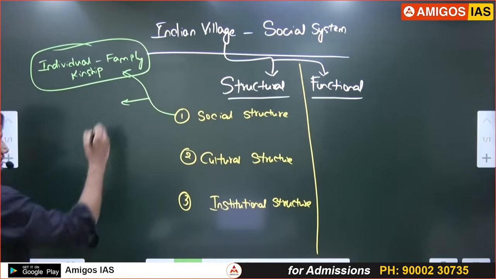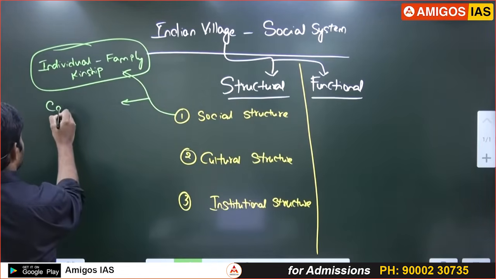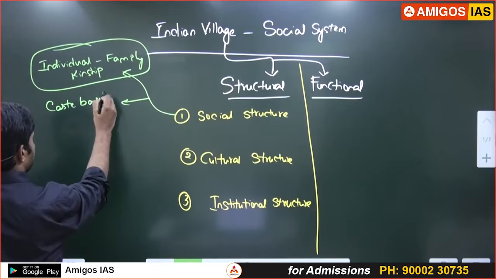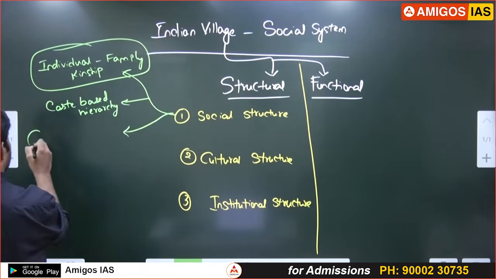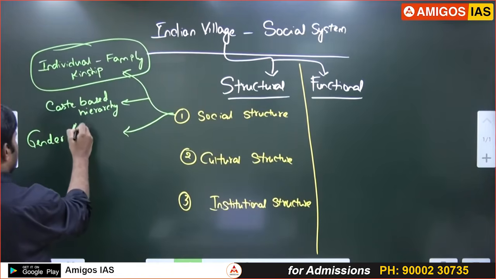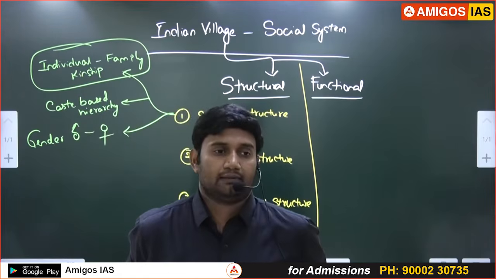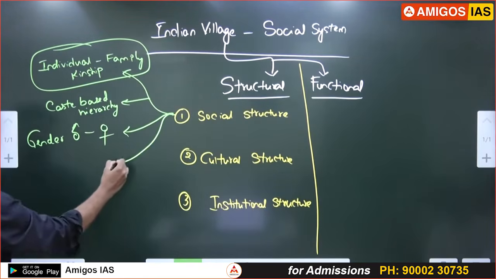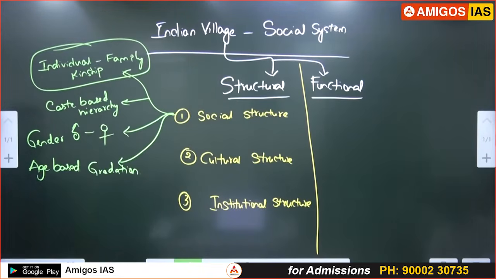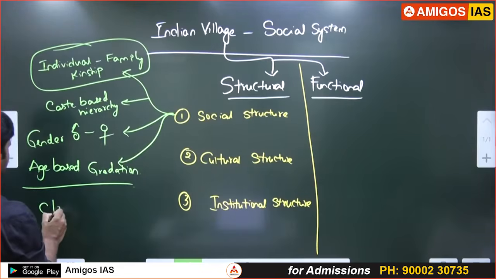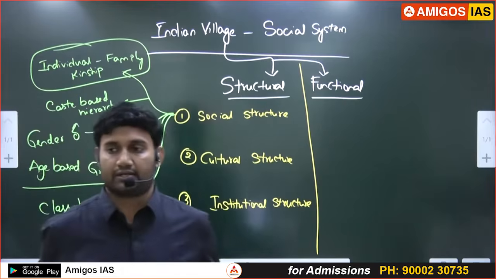The other kind of social structure is your caste-based hierarchy, group-based hierarchy. The next social structure is the gender relations, the male and the female. And the other social structure is age-based gradation or hierarchy. All these are influenced by the modern world's class-based hierarchy. So all these are present in the social structure.